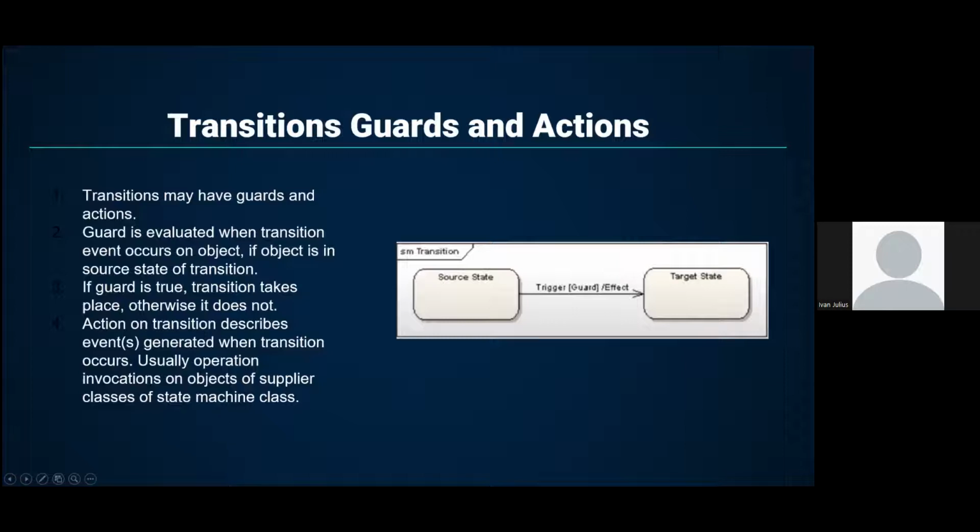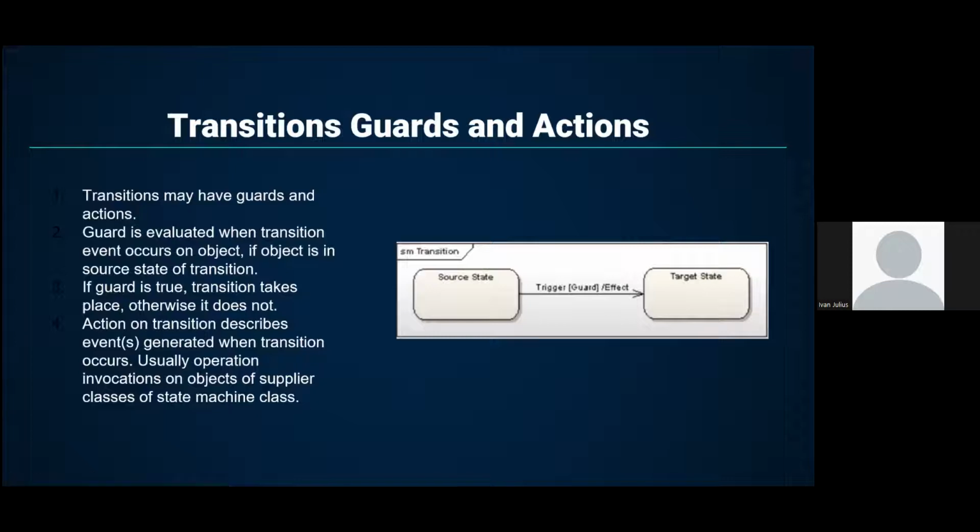Usually these are operation invocations on objects of supplier classes of the state machine class. A transition from one state to the next is denoted by a line with an arrowhead. A transition may have a trigger, a guard and an effect, as you see in the picture. The trigger is the cause of the transition. We should assume it is an event, such as a changing condition or the passage of time. A guard is a condition which must be true in order for the trigger to cause the transition. And the effect is an action which will be invoked directly on the object that owns the state machine as a result of the transition. As you can see in the example, an effect is associated with the transition.